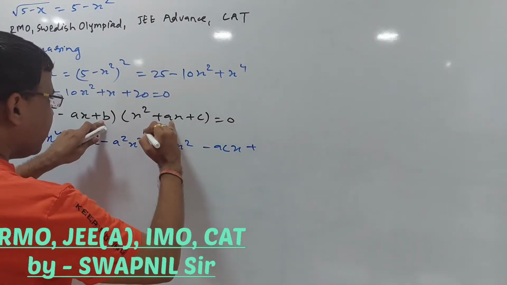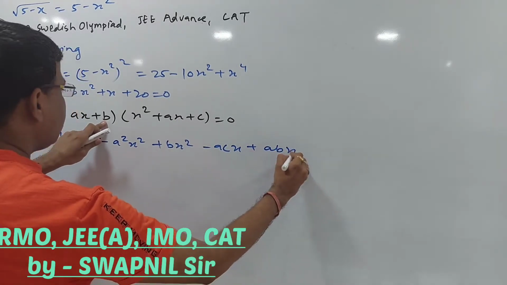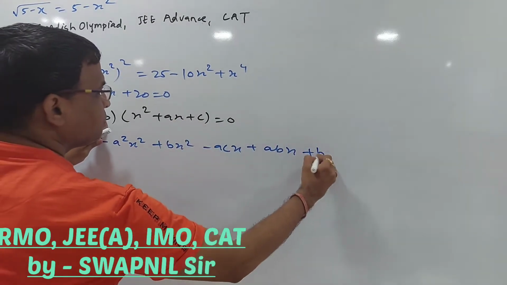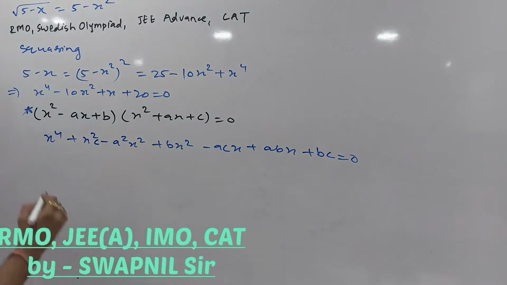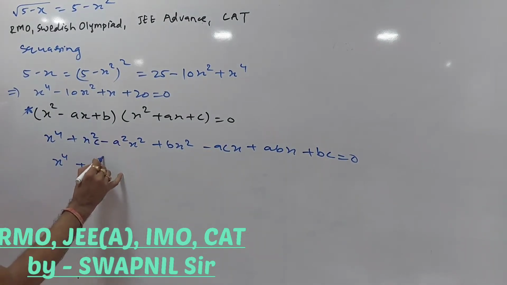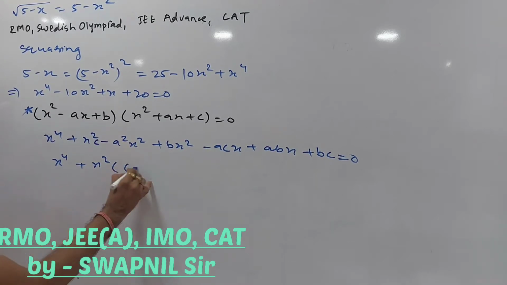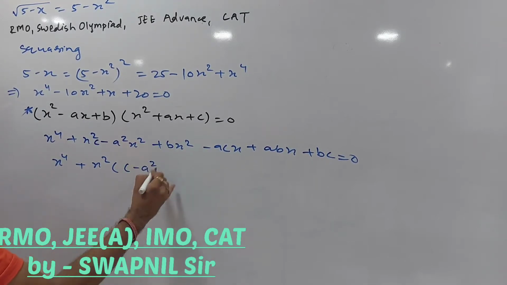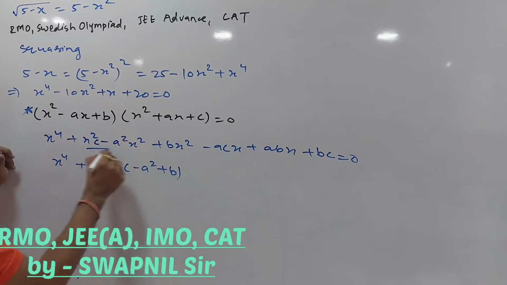ab plus abx and finally plus bc is equal to 0. That is something I am going to get. So it is x power 4 plus, bringing x square common, c minus a square and plus b. So this is all the x square term.